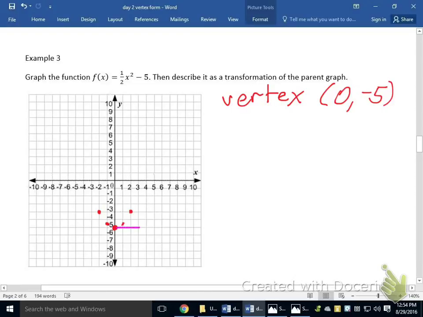And I can go on to doing 3 units out. 3 squared is 9, but I'm not going to go up by 9 units. That'd be too far. Multiply that by half, I'm only going to go up by 4.5 units. So I'm going to be at 3, -0.5, and -3, -0.5. And here's my graph.